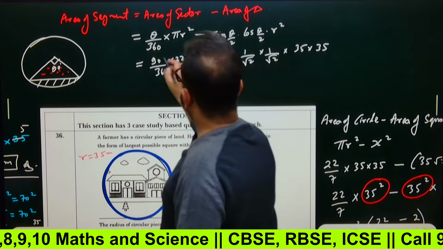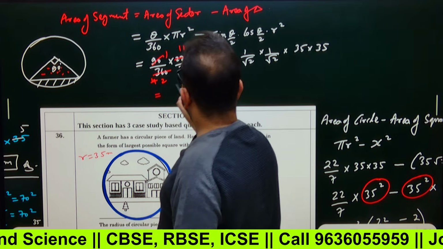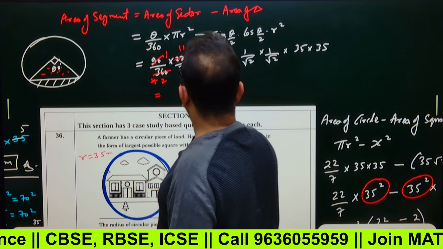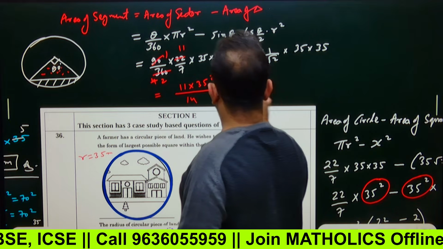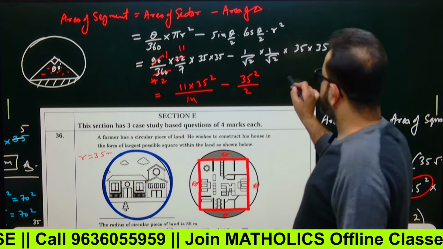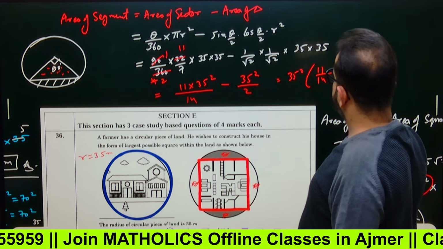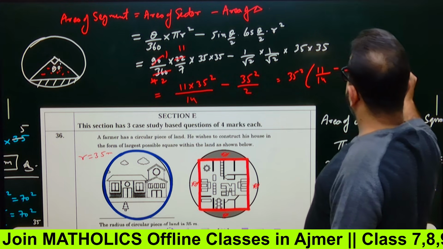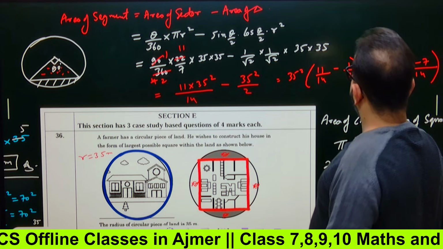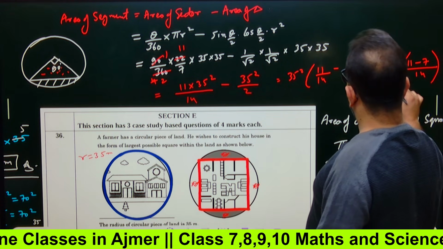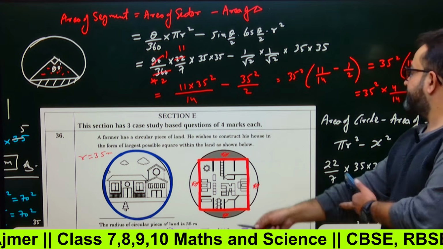So 90 ones are 9, 4 twos are 2, 11 are. So it is 11 into 35 square upon 14 minus 35 square upon 2, right? If you take 35 square common, it is 11 by 14 minus 1 by 2. Taking 14 as the LCM, it will be 11 minus 7. So it is 35 square into 4 by 14. I think I've done it correctly.